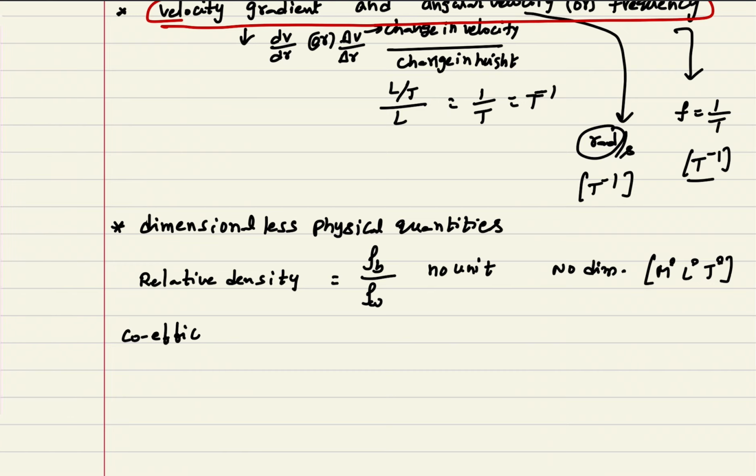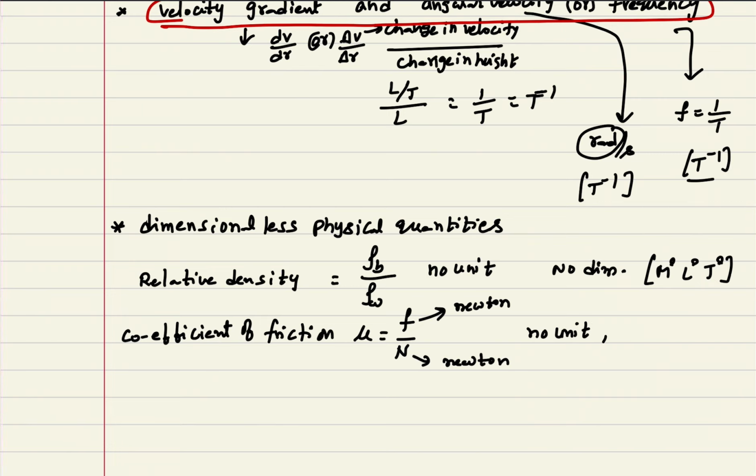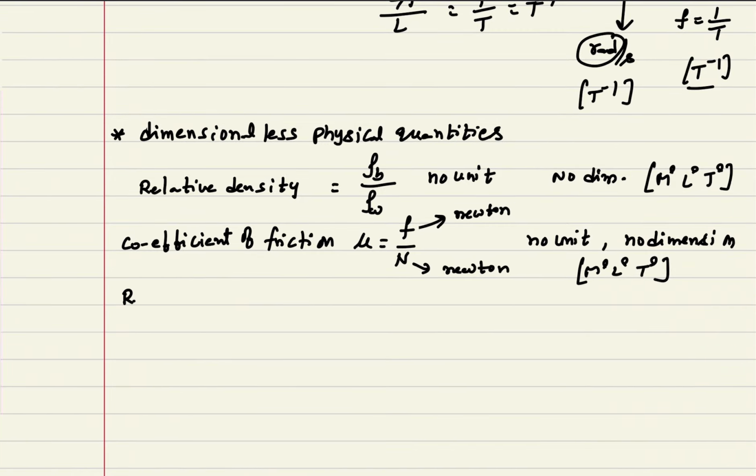Next one, coefficient of friction. If you take coefficient of friction, mu is equal to frictional force divided by the normal force. Frictional force has the unit Newton, and normal force also has Newton as a unit. So Newton by Newton, nothing remains. So you can say no unit, no dimension. So you can write M0, L0, T power 0.